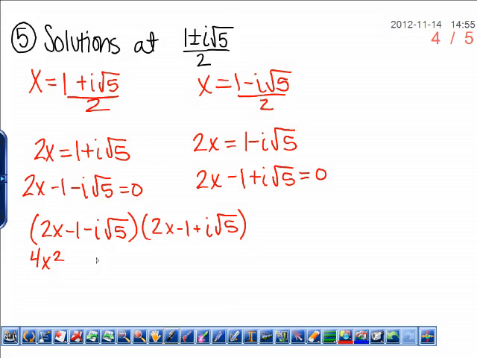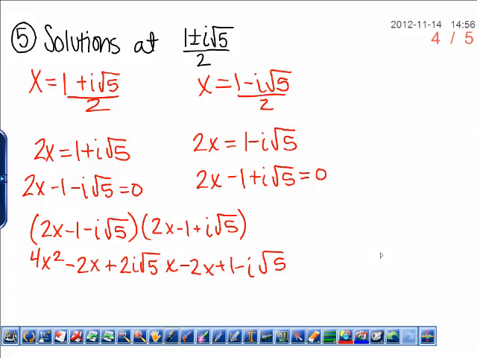4x squared. Keep going. Minus 2x. I could write this one as plus 2i root 5x. I mean, no, I guess nothing awful is going to happen to you if you don't. That's just the order that it would go in. Okay, distribute that negative 1. So minus 2x plus 1 minus i root 5.